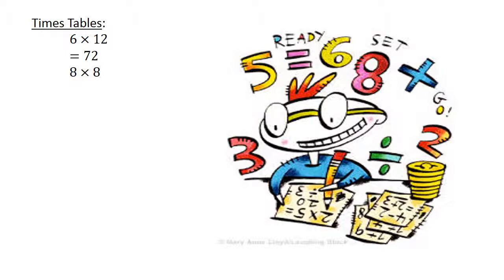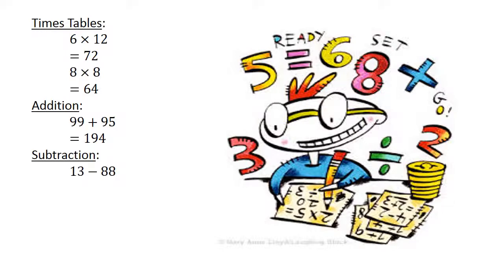8 times 8 equals 64. Addition. 99 plus 95 equals 194. Subtraction. 13 minus 88 equals negative 75.